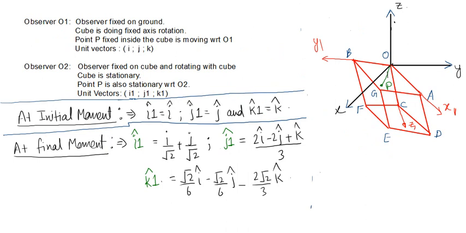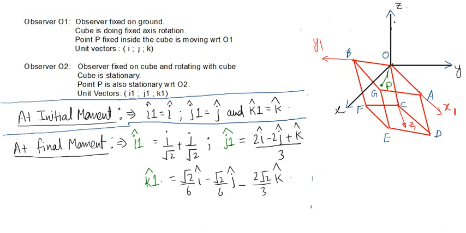We also discussed that there are two observers O1 and O2, where O1 is an observer fixed on the ground and O2 is an observer fixed on the cube and rotating with the cube. Then any physical line on the cube will retain its orientation with respect to O2, which is the rotating observer.